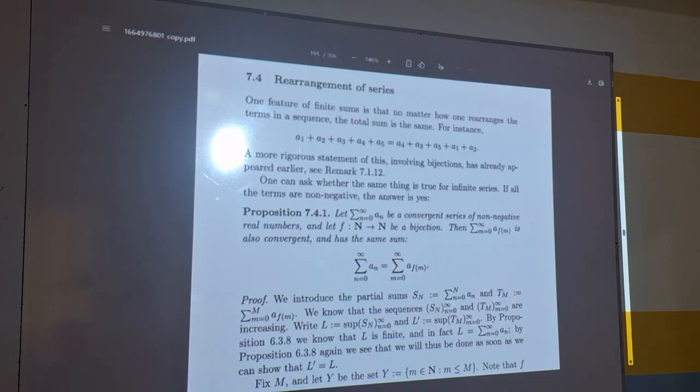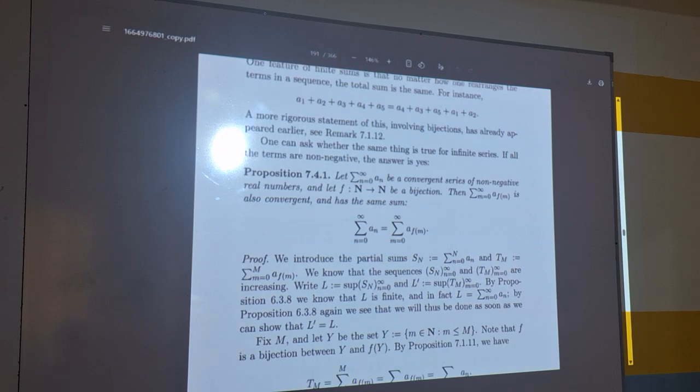By proposition 6.3.8 we know that L is finite and in fact L is equal to the sum of the series. By proposition 6.3.8 again we will thus be done as soon as we can show that L' equals L. That's what we want to show. L is the supremum of S_N and L' is the supremum of T_M. We have to prove that L' is equal to L. So let's see the proof.